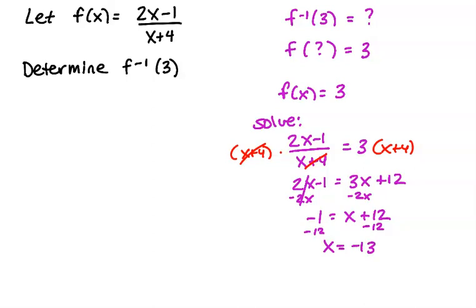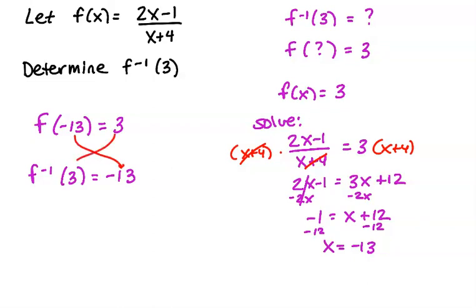So think about what we have found. We have just found that for the original function, f of negative 13 is equal to 3. An input of negative 13 gives us an output of 3, which means that f inverse of 3 is equal to negative 13. So notice that from a function to the inverse, the input became the output and the output became the input. So to answer our question, f inverse of 3 is equal to negative 13.